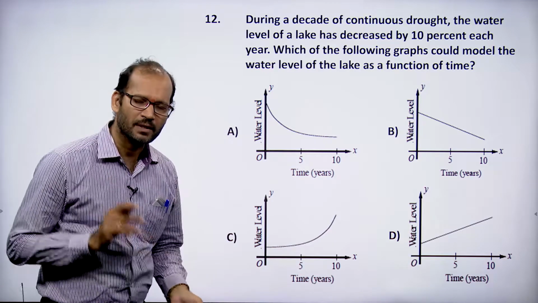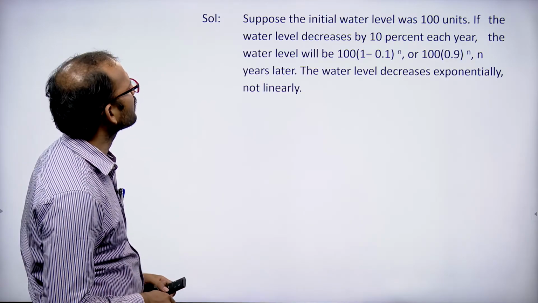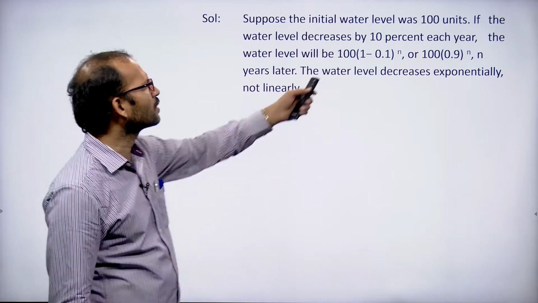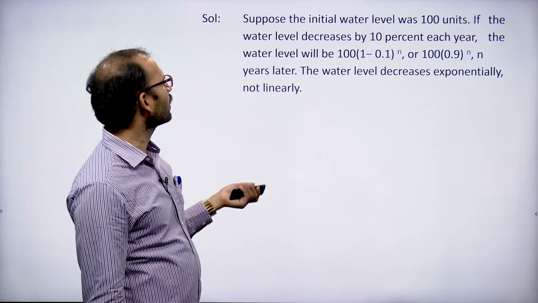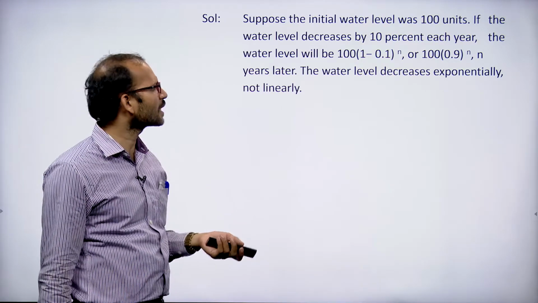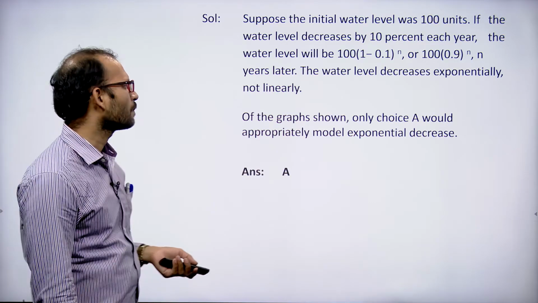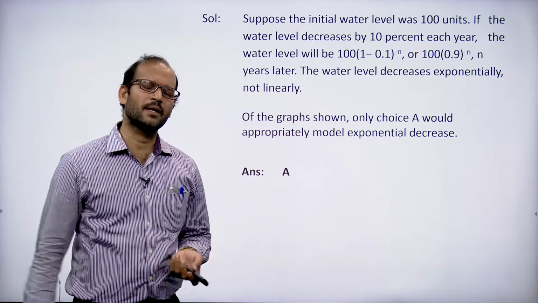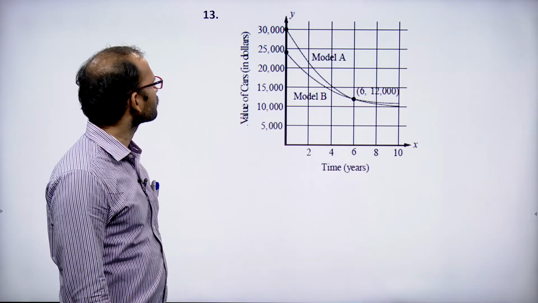Is it okay? Very simple one. Suppose the initial water level was 100 units. If the water level decreases by 10% every year, the water level will be 100 into (1 minus 0.1) to the power n, where n is the number of years. So 100 into 0.9 to the power n, n years later. The water level decreases exponentially, not linearly. Of the graphs shown, only choice A would appropriately model exponential decrease. Whatever we have discussed, he explained here, nothing else. Okay, coming to the next question.